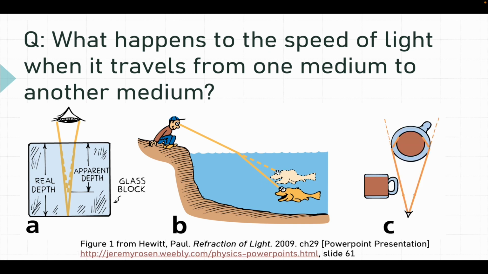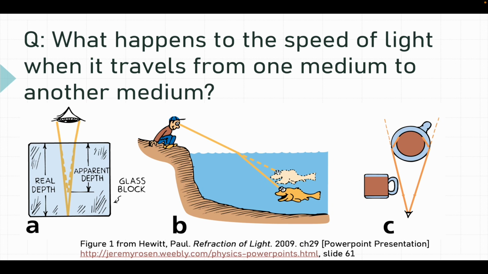And finally, in figure C, it appears as though there's more coffee in this cup than there really is. And that's because when the light leaves the coffee and goes into the glass, and then leaves the glass and goes into the air, it actually changes direction, appearing as though the glass is quite thin and is mostly coffee.